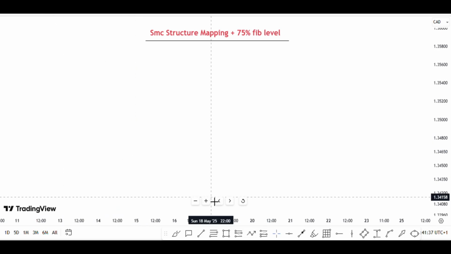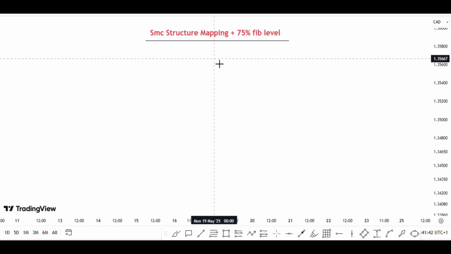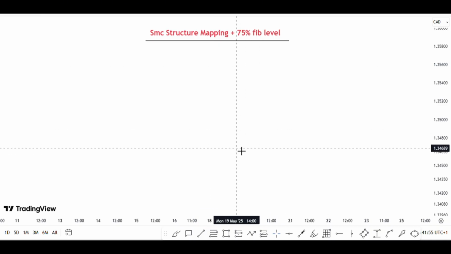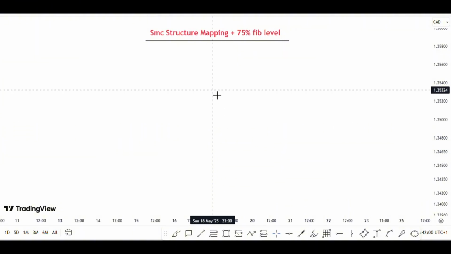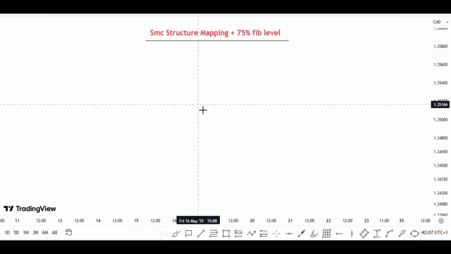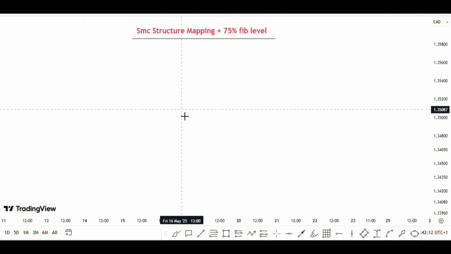Hello guys, in this video we will be learning structure mapping. Although we have it in the previous part, I want to actually tell you about the 75% Fibonacci and how you can use it for your entry. This kind of model, I think, is one of the most important videos you can watch. When you watch this video, I believe it's going to improve your profitability. So we are talking about structure mapping plus 75% Fibonacci.